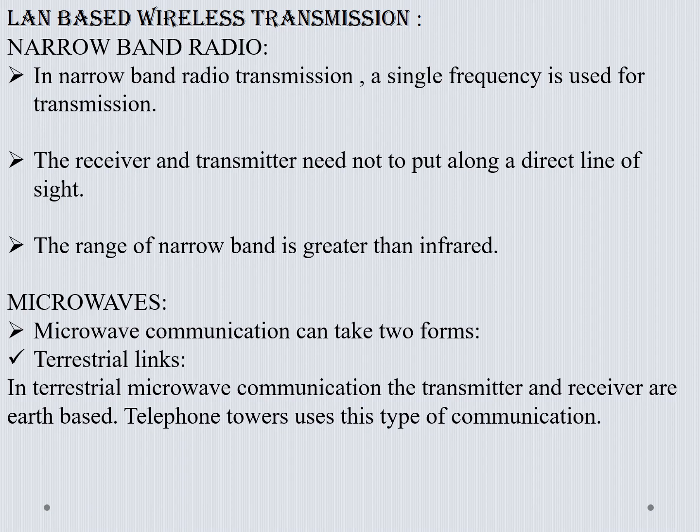In terrestrial microwave communication, the transmitter and the receiver are earth-based. Telephone towers use this type of communication, but we use periodic repeaters in order to communicate from one end to the other end. The next link is the satellite link.